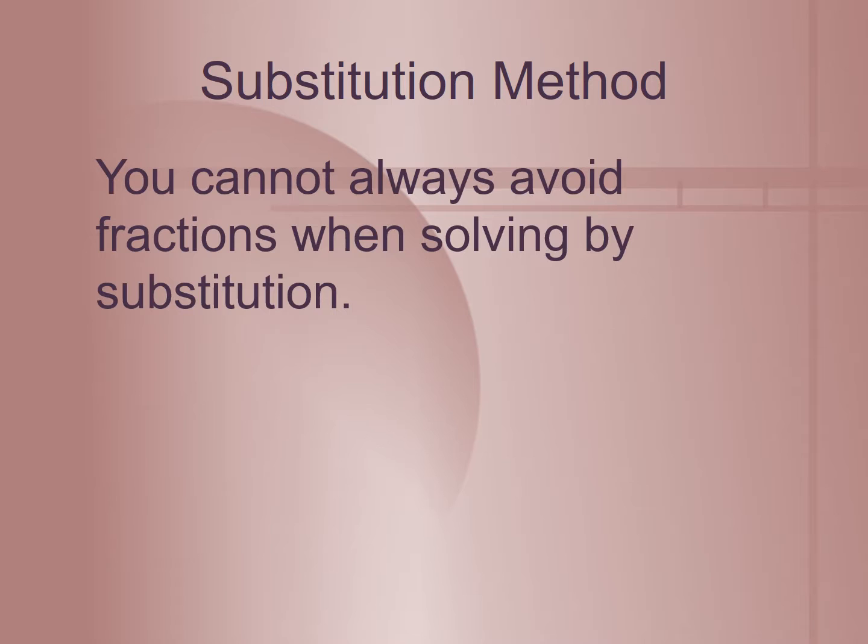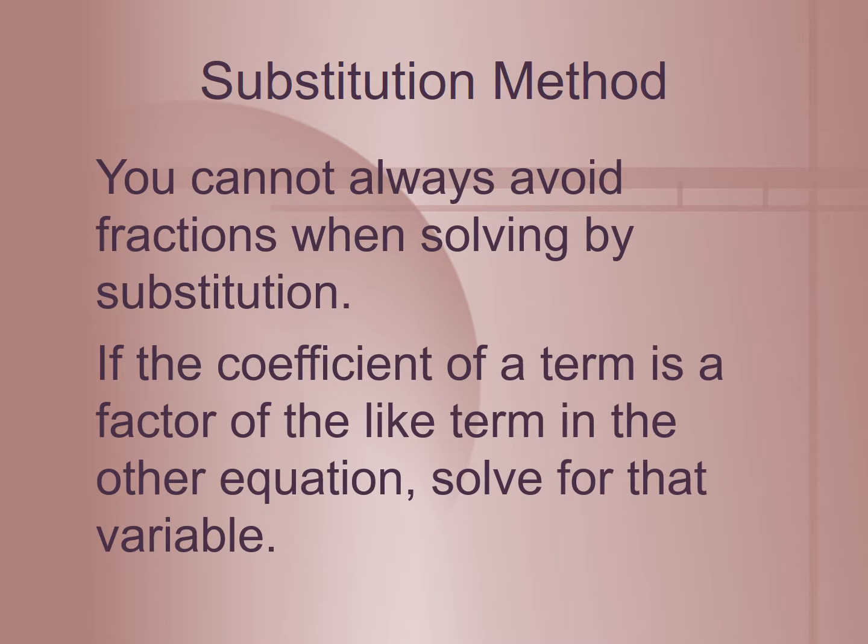Alright, so sometimes, unfortunately, we can't avoid fractions when solving by substitution. Since we can't always avoid fractions, we have to remember how to eliminate the denominator and look for common factors, so that we are substituting the right variables to make it as easy as possible. If the coefficient, which is the number that comes right before the variable, of a term is a factor of the like term in the other equation, you want to solve for that variable.